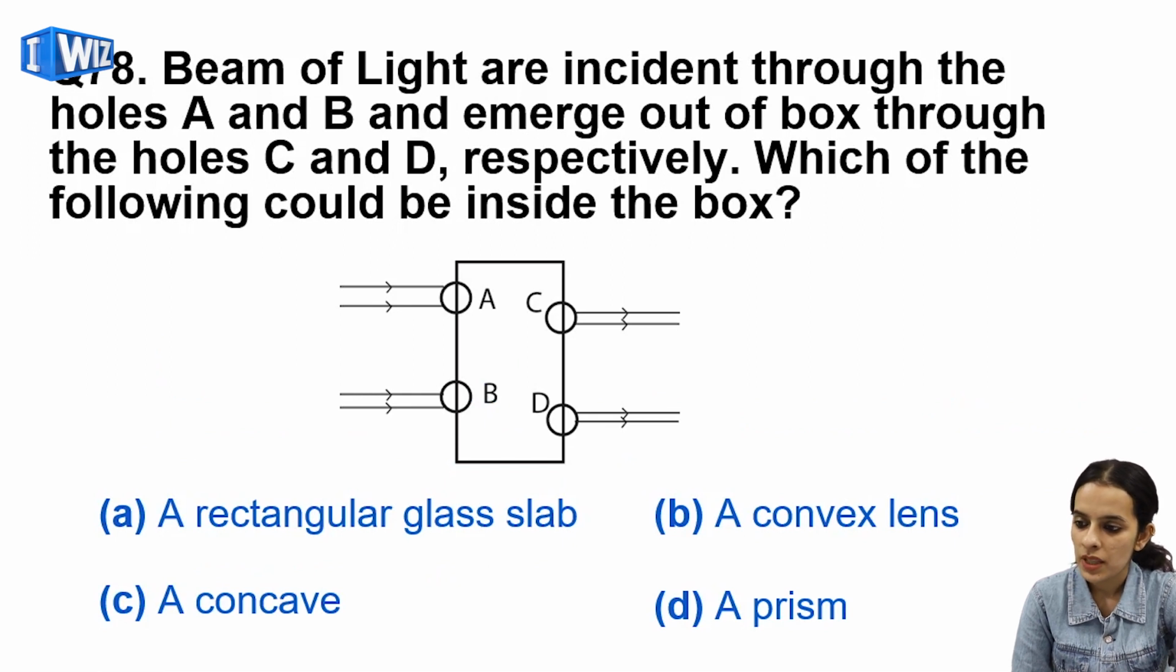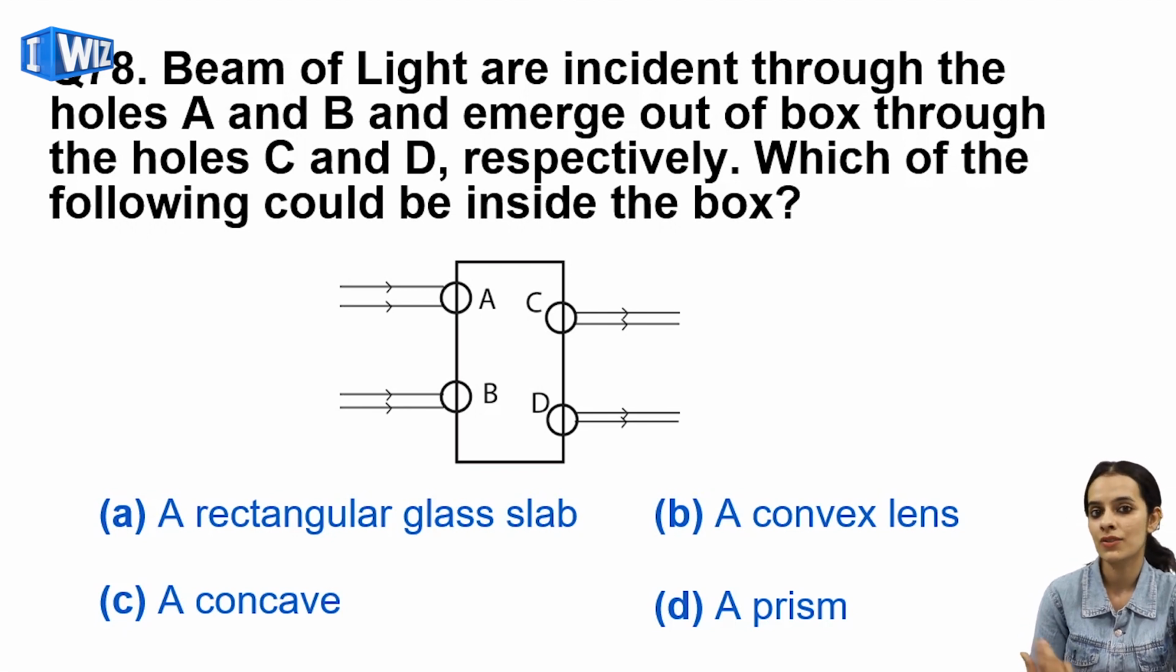Next, a beam of light is incident through the holes A and B and emerges out of the box through the holes C and D respectively. Which of the following could be inside the box?